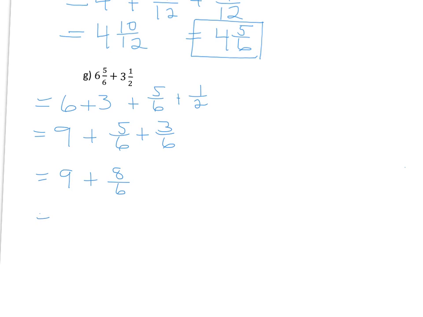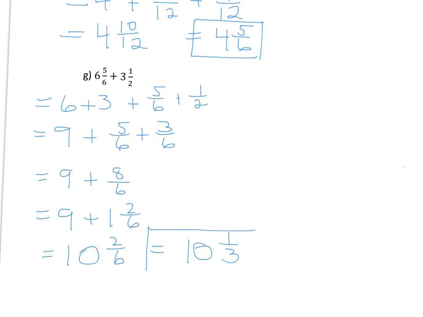So let's convert that. So this is 9 plus 1 and 2/6. So really that means I can combine those whole number parts and have 10 and 2/6. 2 and 6 are both even numbers though, so I'm going to divide them both by 2. So I have 10 and 1/3 as my final answer.